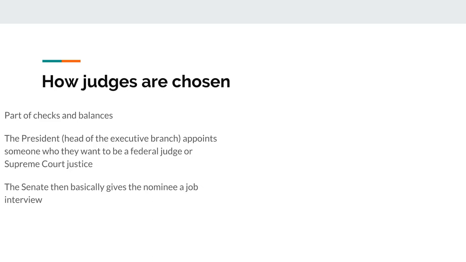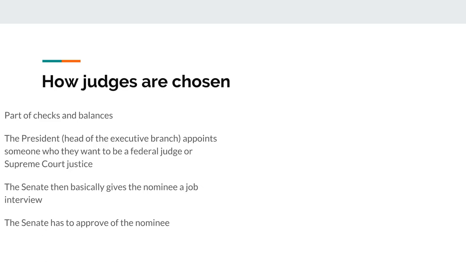The Senate basically gives the nominee a job interview. The senators will meet with this candidate and try to learn more about how they think they would handle the job of a federal judge or Supreme Court justice, and then they would vote. The Senate has to approve that nominee for them to get the job. If the Senate does not approve them, then the person does not get to be a judge or a Supreme Court justice.